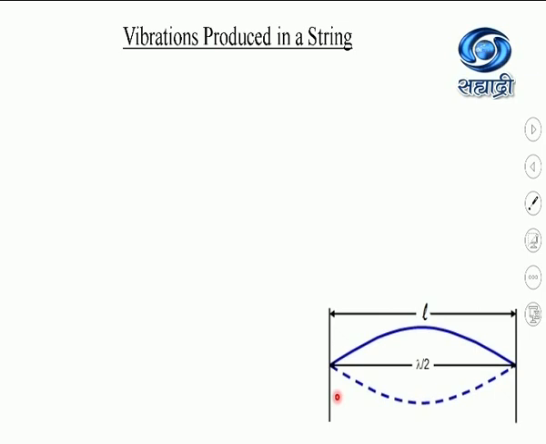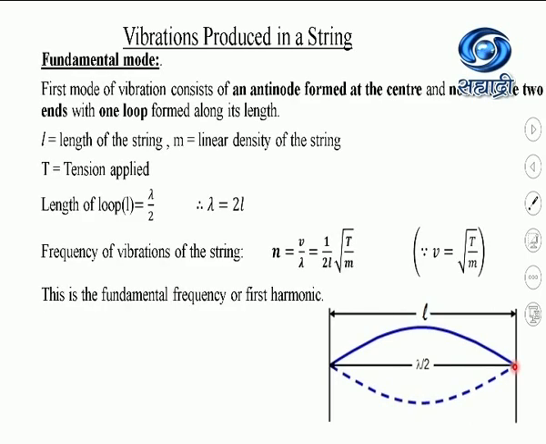If the wire is plucked at its center, then transverse waves are produced in the wire. They travel in opposite directions. They are reflected from the fixed ends. They change their phase by pi radian. They interfere with each other, and stationary waves are formed along the length of the string or along the length of the wire between two fixed ends. Now, here, if the wire is plucked at the center, as shown in the diagram, an antinode is formed in the middle and two nodes at its two ends with one loop along its length.